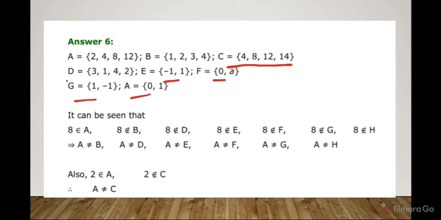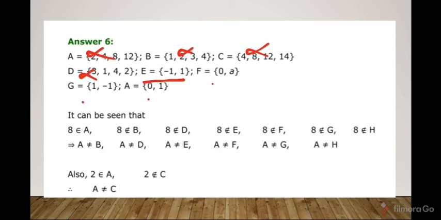Now if you check C and D, 4 belongs to both of them, but 8 belongs to C and 8 does not belong to D. So C is not equal to D. Among A, B, C, D, only B is equal to D. Now if you take E, E contains 2 elements, so E is not equal to A, B, C and D because they contain 4 elements. So now I have to check E with F, G and H.